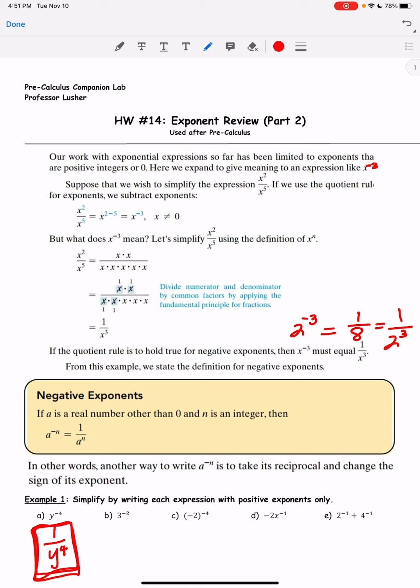3 to the -2 is the same as 1 over 3 squared, which is the same as 1/9. -2 to the -4th is the same as 1 over -2 to the 4th, which equals 1 over 16.